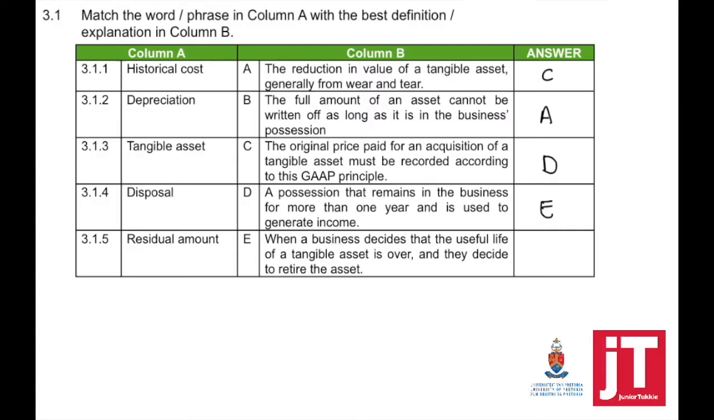If we look at the last question, residual amount, it's number B: the full amount of an asset cannot be written off as long as it's in the business's possession. And that's what we always refer to. It cannot have a 0 or negative value, like illustrated in activity 2. If that happens, the carrying value will always be 1. And don't forget, you always need to times it by the number of assets.